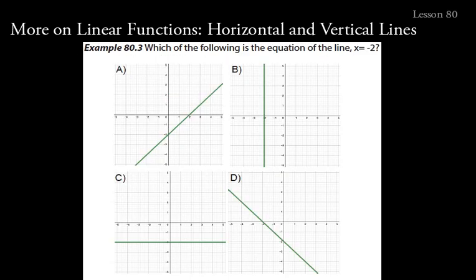Let's do one more problem. Which of the following is the equation of the line x equals minus 2? It's x, so that means it crosses the x-axis, which means it's a vertical line. A and D are oblique. C is horizontal. So it has to be B, but we can double check that. It should cross through at minus 1, minus 2, and it does. So choice B is correct there. And that is all for lesson 80.